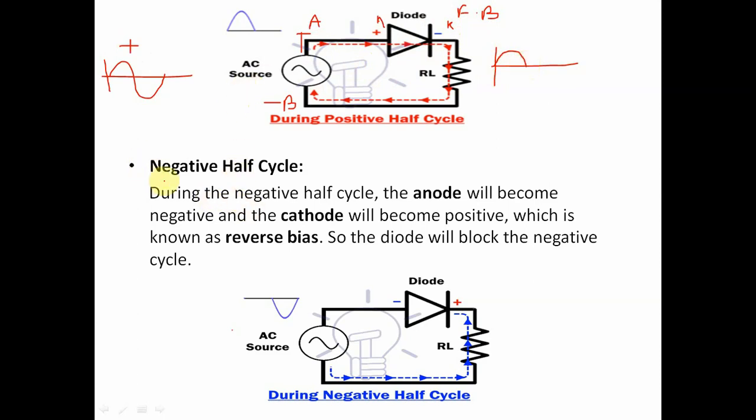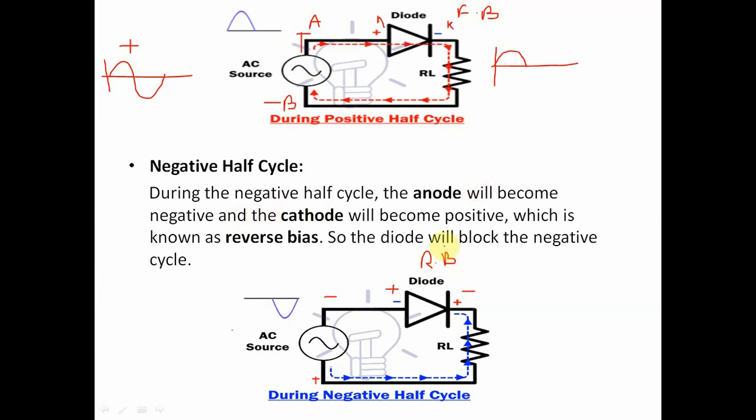Second, during the negative half cycle, A is negative with respect to B. The anode terminal now has a negative charge and the cathode terminal has a positive charge. So the negative is connected to the anode and the positive is connected to the cathode. So the diode acts as reverse bias.